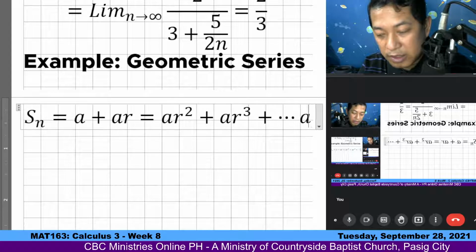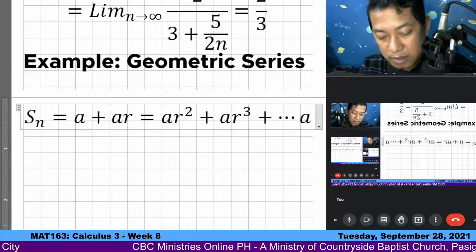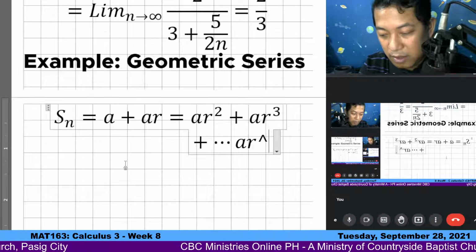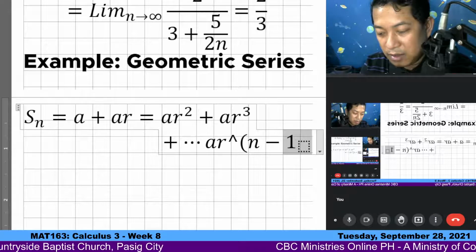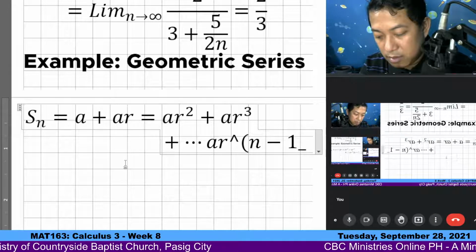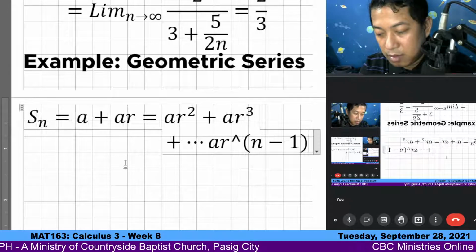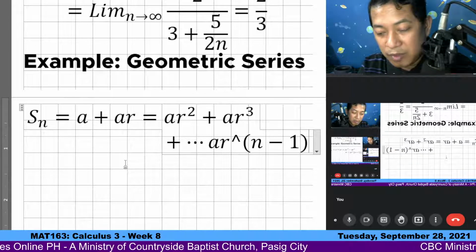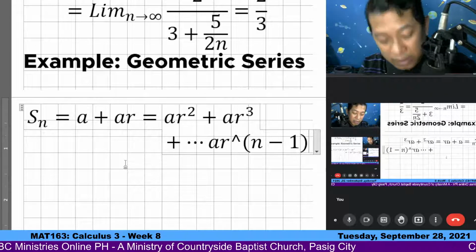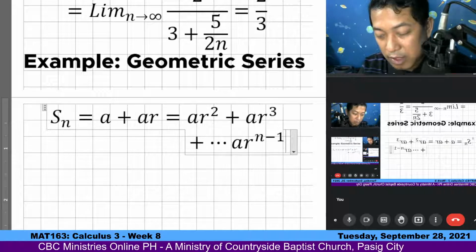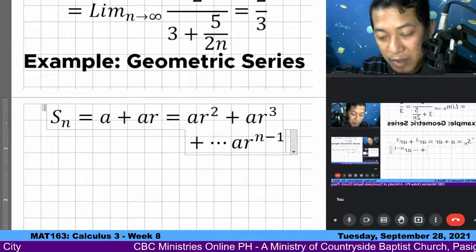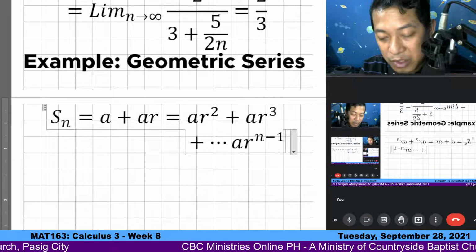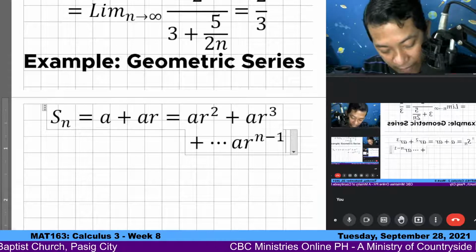Until it reaches A R raised to n minus 1. Why n minus 1? Because the first term has no R, so it's only minus 1. Right? Because it's R raised to 0. When R is not equal to 0 and raised to 0, that's equal to 1.